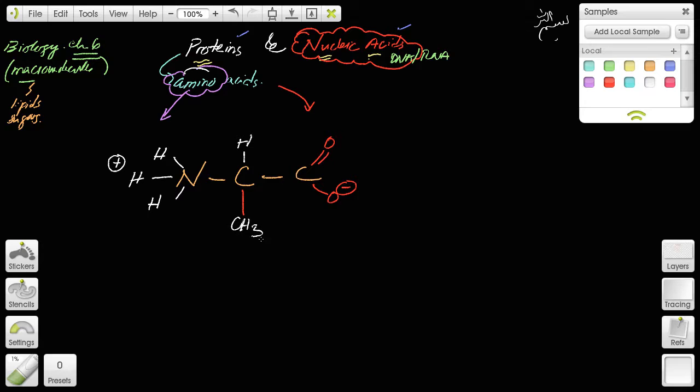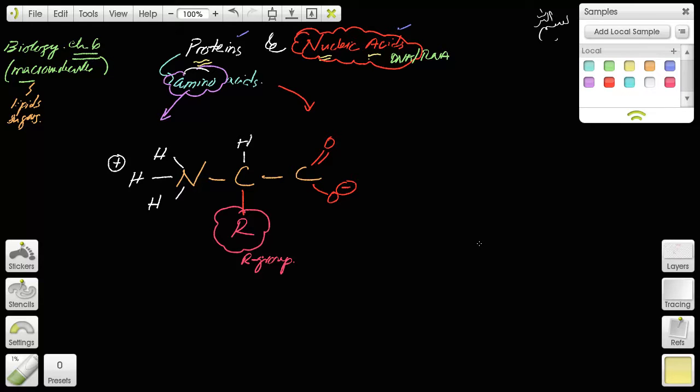It could be methionine. So there are like 23, 24 different types of amino acids. They all are different as to what's attached over here. The R group. This is called the R group. Why is it called R group? I actually don't remember. It's called the R group, the variable group. Okay, R group. So all amino acids look like this.